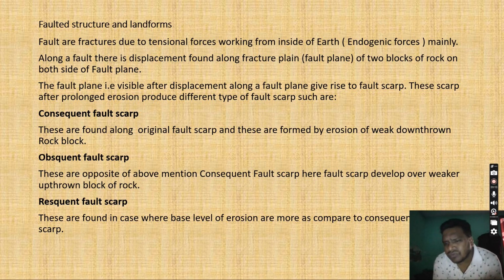In the case of a normal fault or thrust fault, we have a visible fault plane and it got eroded at that time. The fault scarp is called obsequent fault scarp. And after that we have resequent fault scarp. In the case of obsequent fault scarp, when the base level of erosion falls down more, in that case we call it resequent fault scarp.